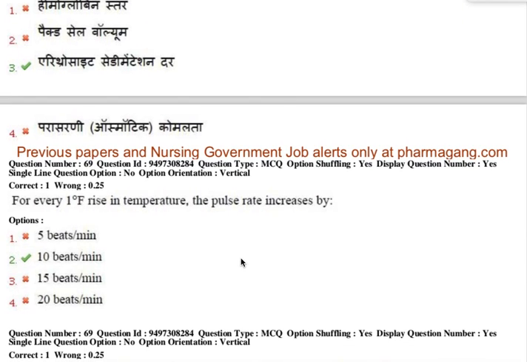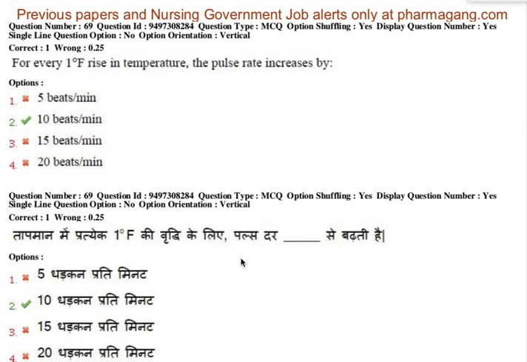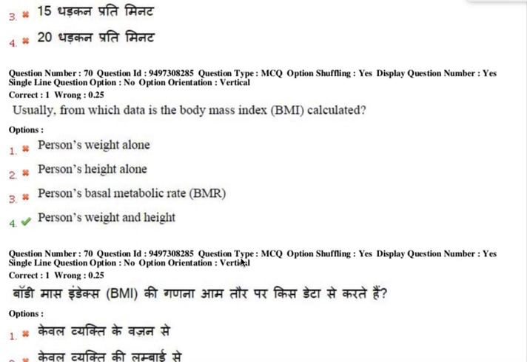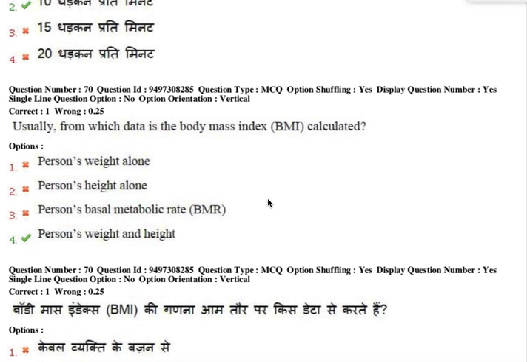Next question. Question number 69. For every 1 degree Fahrenheit rise in temperature, the pulse rate increases by... Answer is second, 10 beats per minute. Next question, question number 70. Usually from which data is the body mass index, BMI, calculated? Correct answer is fourth, a person's weight and height are used to calculate the BMI.